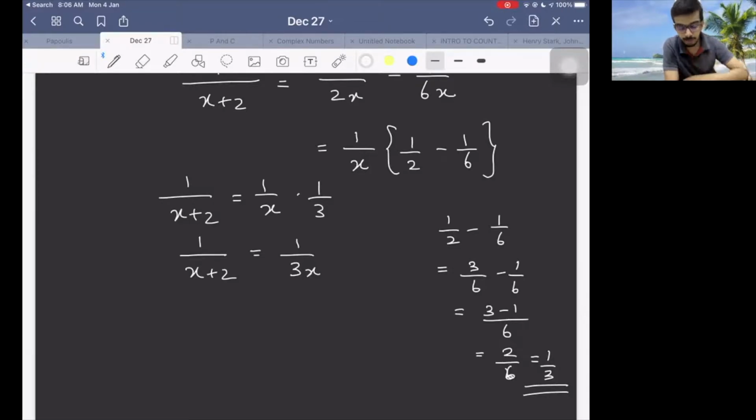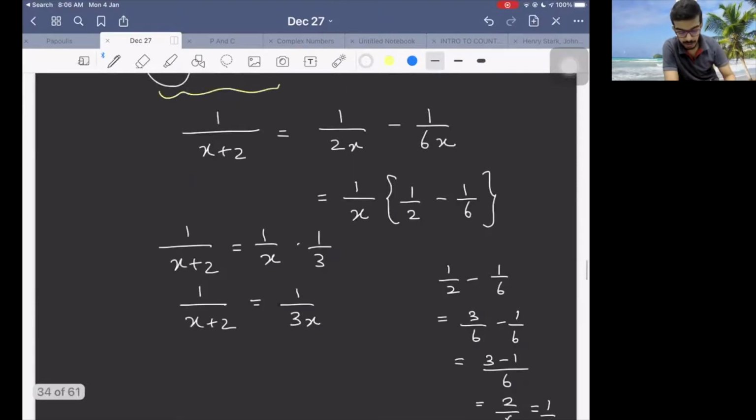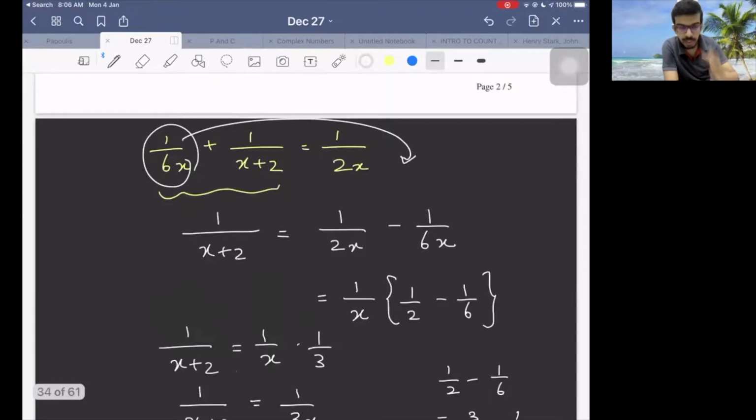So far so good. So I'll just explain once again. Instead of simplifying the LHS right away, I've taken 1 by 6x to the other side so that you have a 1 by x term outside and you don't have to deal with x when you're simplifying the fractions, because it's simply 1 by 2 minus 1 by 6, which comes out to be 1 by 3. And on the LHS, you have 1 by x plus 2.